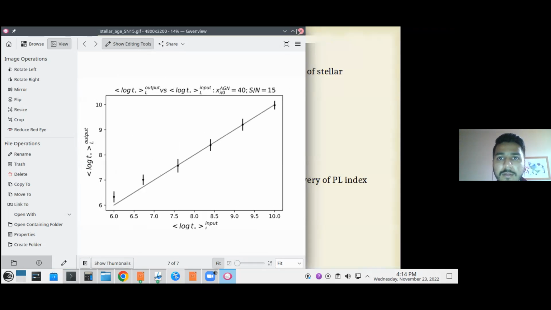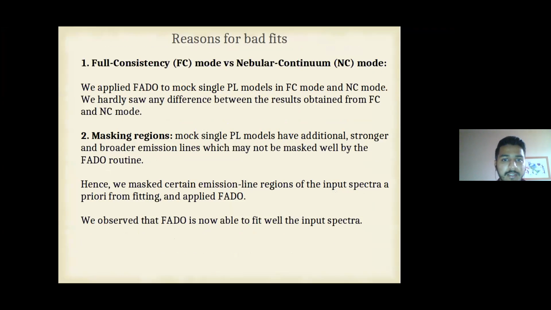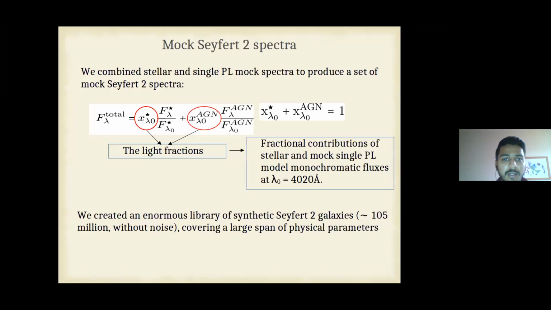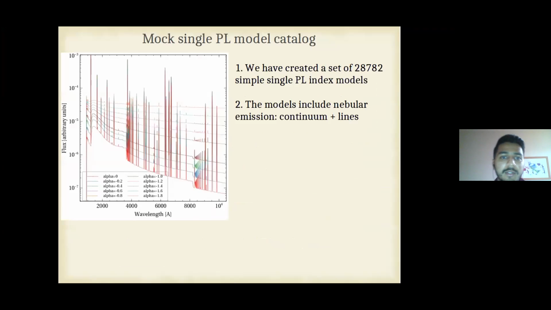When you compute mean ages and mean metallicities, do you only take into account the stellar component of the spectrum, or does the power law influence somehow? Sorry, when I compute what exactly? Mean ages and mean metallicities. Okay, so it's a good question.